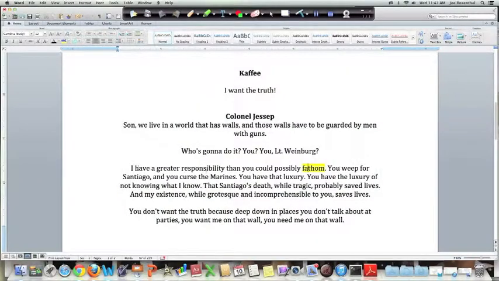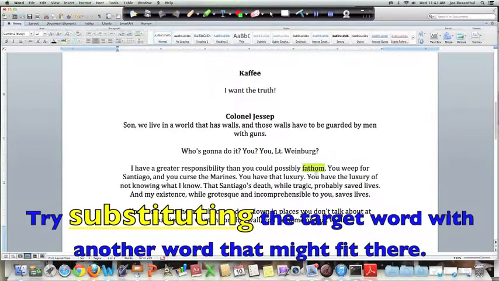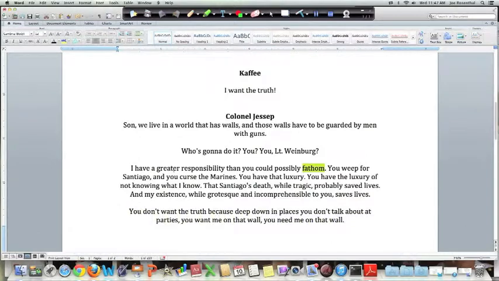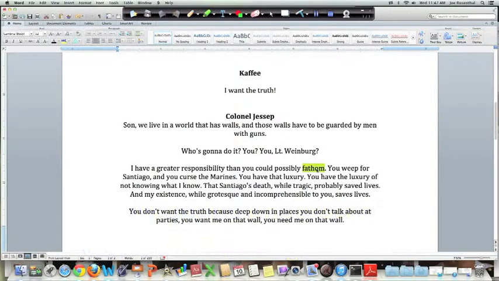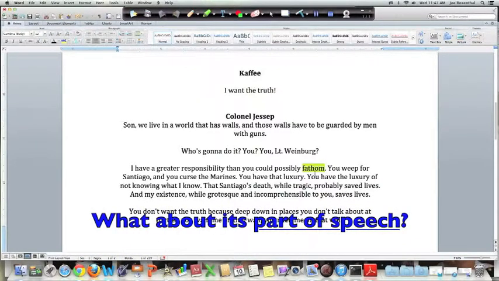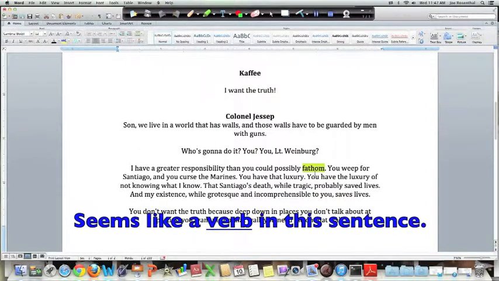I have a greater responsibility than you could possibly fathom. Maybe I substitute another word in here to try and figure out its part of speech. Than you could possibly understand. I have a greater responsibility than you could possibly imagine. So imagine, understand, used in this way, that would be a verb. So this is a verb.